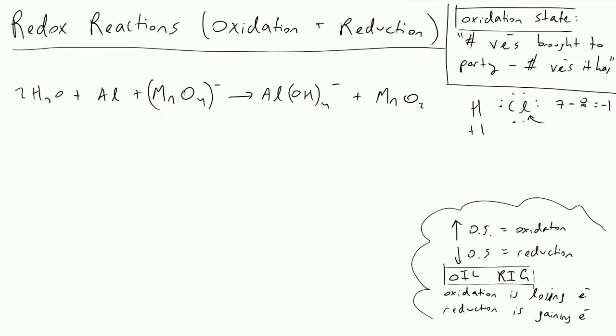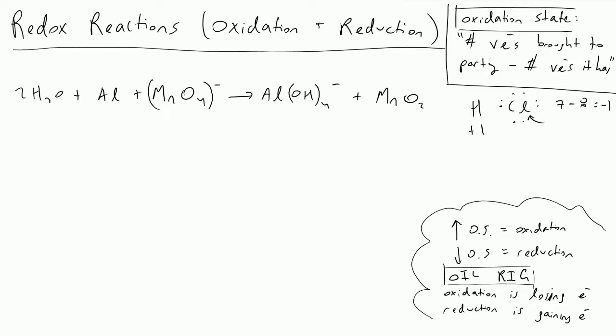And intuitively, what you can think of when you see oxidation or reduction tossed around is the term OIL RIG. Oxidation is loss of electrons and reduction is gain. And so what I'm going to do now is work through this example where we have water and aluminum reacting with permanganate to form some new species.